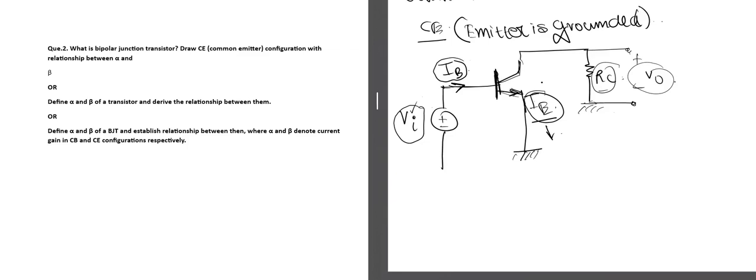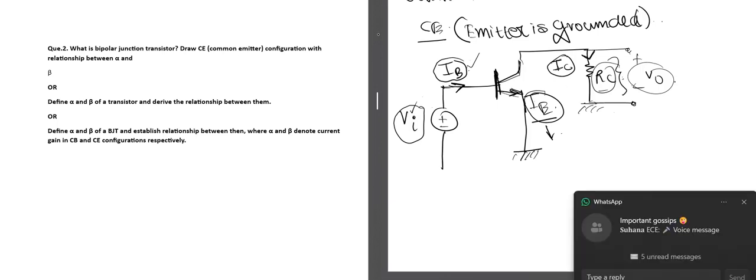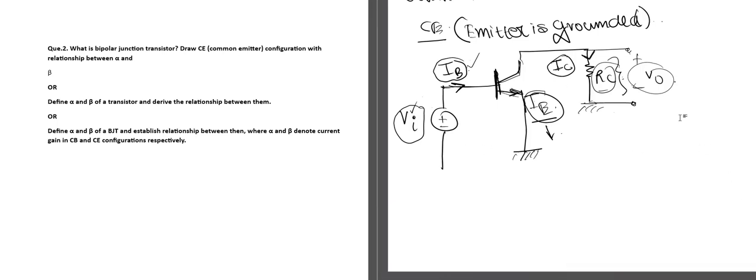We are taking the output across the collector terminal or the collector resistance. The current flowing through the collector resistance is IC. So this is our output current and this is our input current. By amplification, it means the signal that we apply at the input of the transistor, how much it will get amplified at the output. This is the main concept of the current amplification factor.